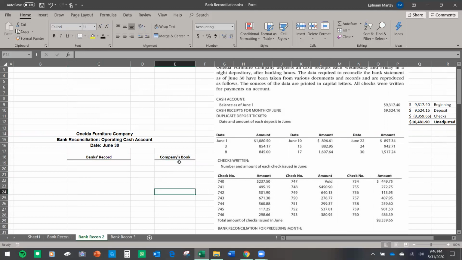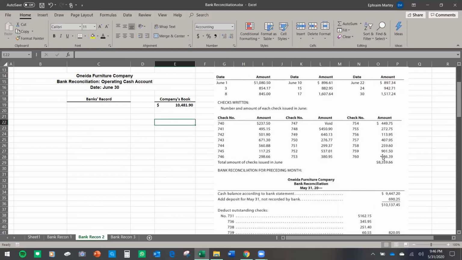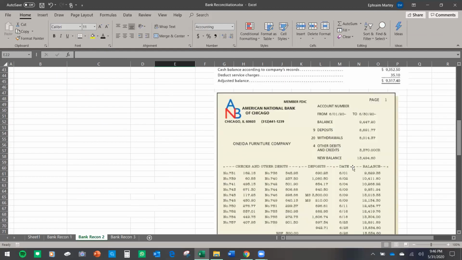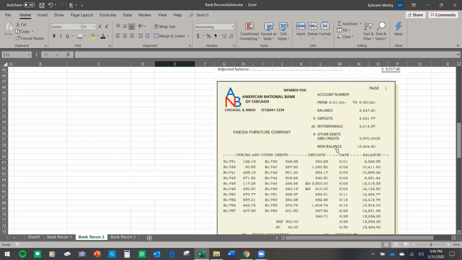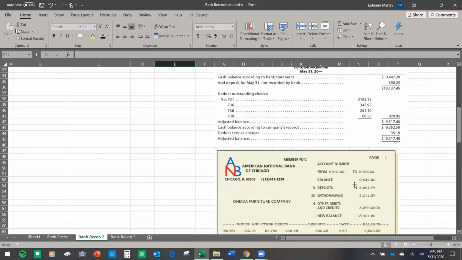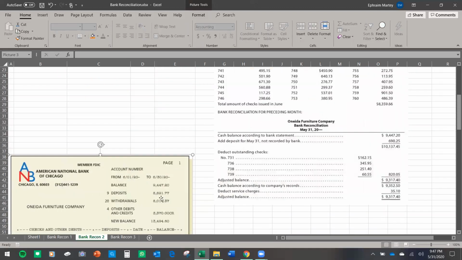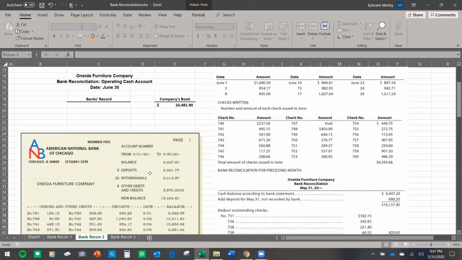So in my books, how much do I have? I have this in my books, so I'll reference it. That's how much I have in my books. But what about the bank? How much does the bank say they have in my account? So I go and look at the bank statement. The bank statement says my new balance is this. I'll move this here so we can see it side by side.